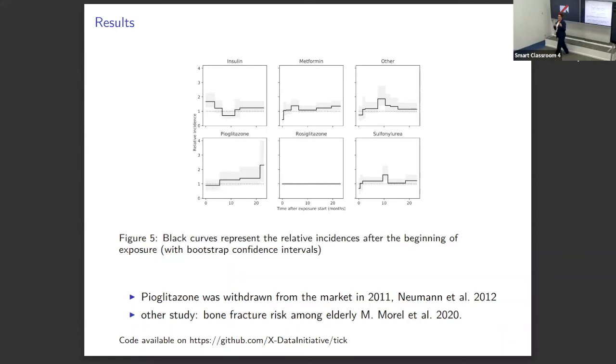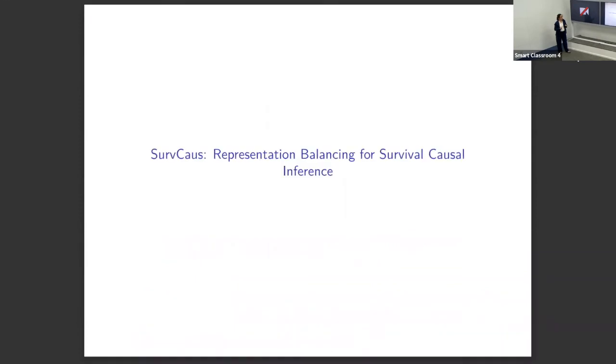So that's what machine learning can do. You can get all this data and just find the right drug which is responsible for this adverse effect. Okay, let me go to the last one. 10 minutes. Oh, it's okay.